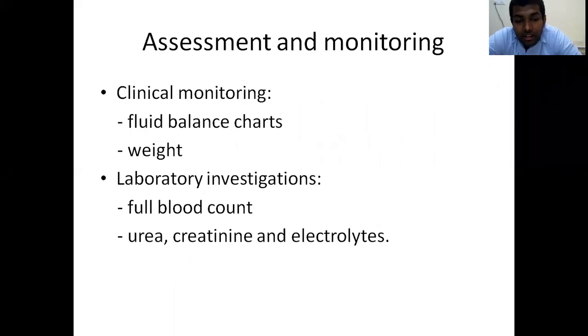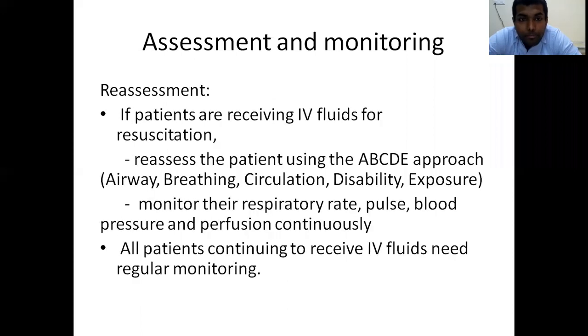What does clinical monitoring entail? We need to check the fluid balance charts and the weight of the patient. What laboratory investigations are done? That is a full blood count, urea, and creatinine to know the functioning of the kidneys, and the electrolyte levels.